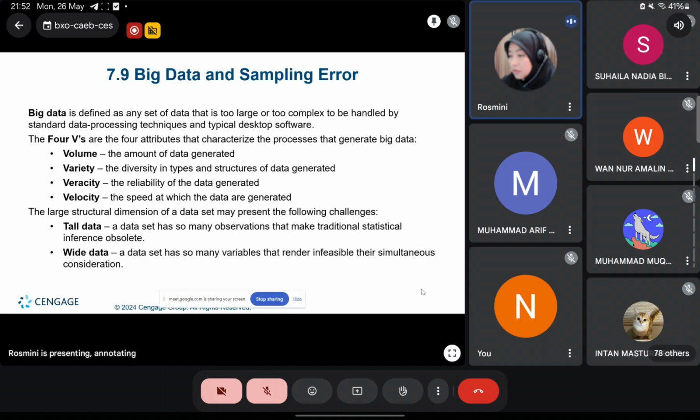And then we have big data and sampling error. I think you have heard of big data. Big data is where the data is so big, that's why you call it big data. It is too large and too complex to be handled by standard data processing techniques or typical desktop software. Big data, I would say, only came into the picture when we had the internet.